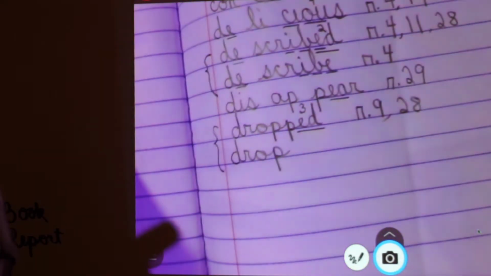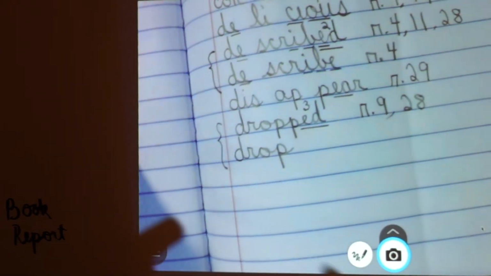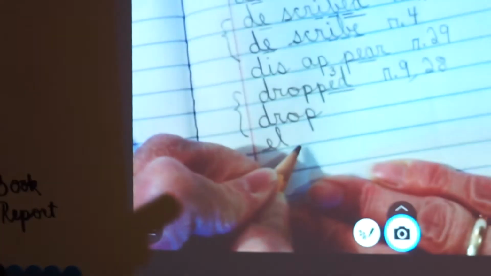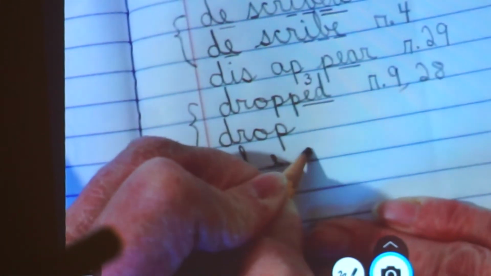Okay. I just have two more words for now. The word is elegant. L-E-gent. Elegant.